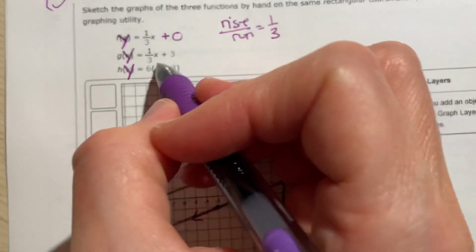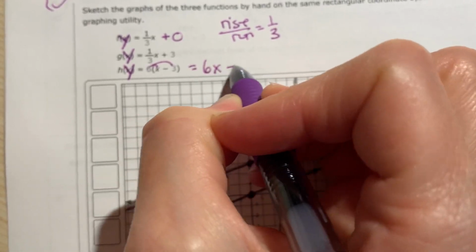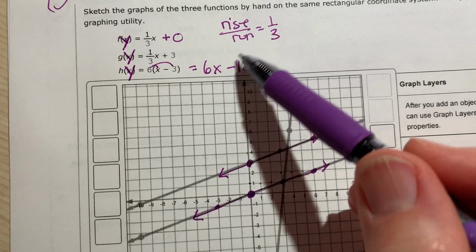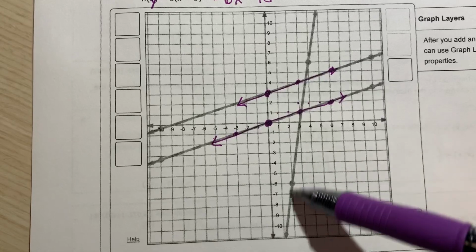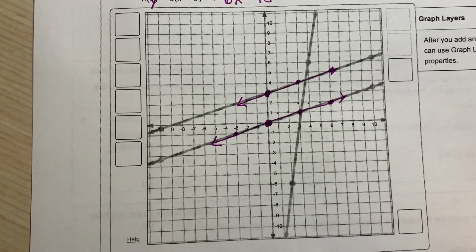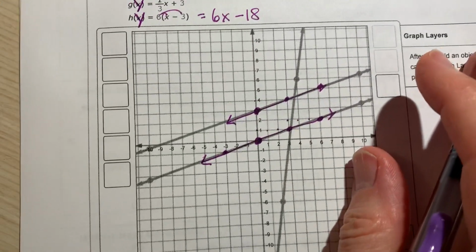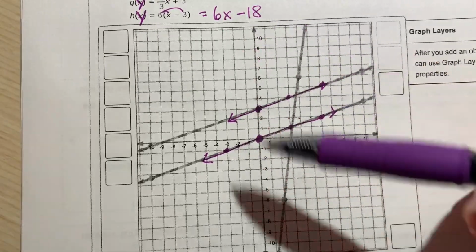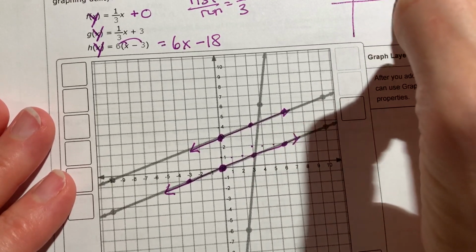Now this one, I would probably distribute that 6 to begin with. So I would get 6x minus 18. So that would give me the y-intercept. But when I look at this, my y-intercept is way down here off the grid. Negative 18 is off the grid. But I could pick another x value and substitute it in here. So you could just think about making a table of values.